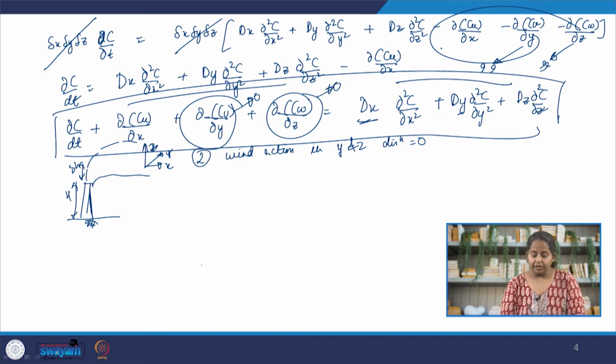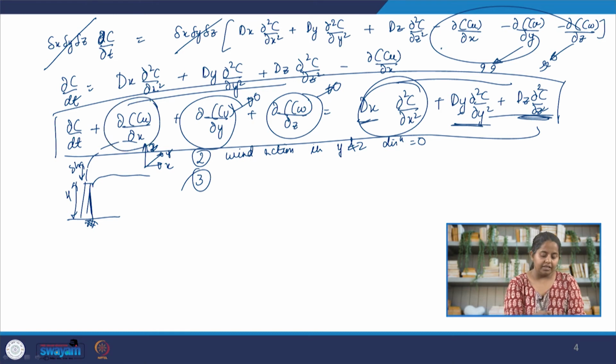Now, we can make more assumptions. In y and z direction bulk action is 0, but diffusion is still important. So, these two terms we can't get rid of, these are important terms. Next assumption that we can make is that in x direction diffusion is not important, diffusion is much slower. In x direction the wind is significant enough that del cu by del x will dwarf Dx del square c by del x square. So, what now we are going to assume is that this term is also equal to 0. Now, our system has become very simple. So, the third assumption is in x direction diffusion can be ignored.